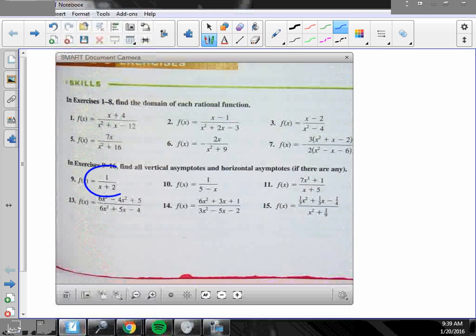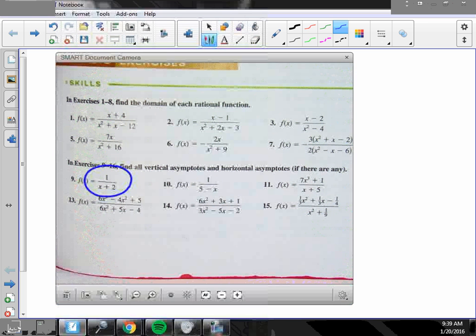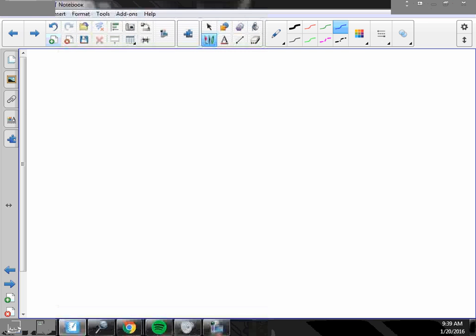So number 9, does that have any holes? It has no holes. It does have a vertical asymptote at negative 2. Okay? And then it wants to know about horizontal asymptotes.